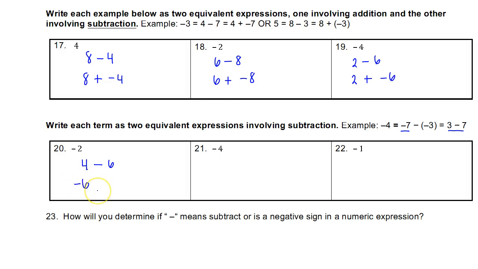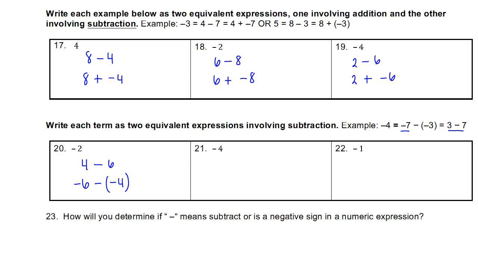So I'm going to have a negative 6, and then I'm going to subtract. I would need to subtract 4 negatives. So if you think about the subtraction chip model, if I start with 6 negatives and then remove 4 negatives, I will be left with 2 negatives.